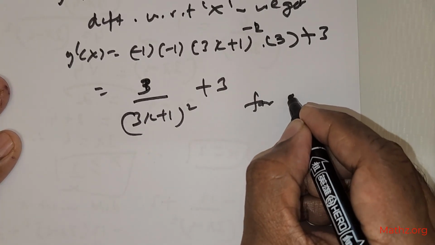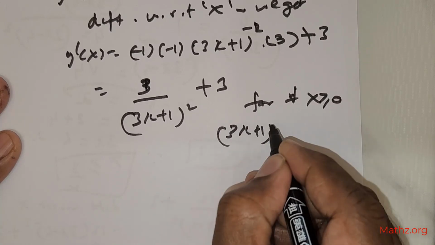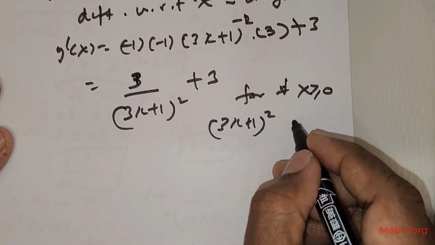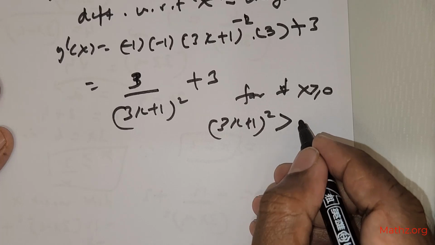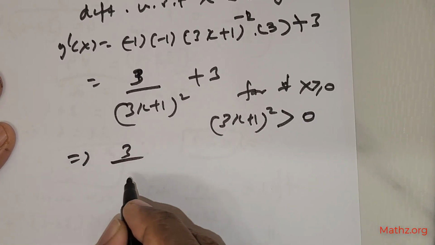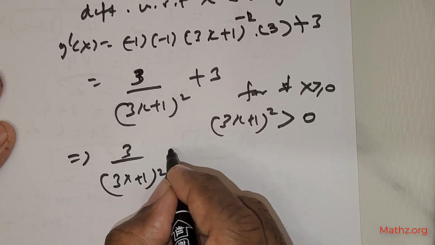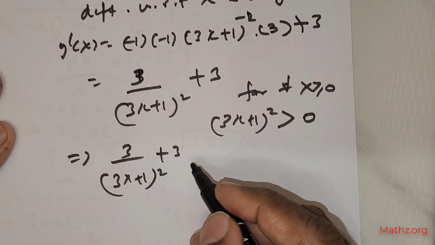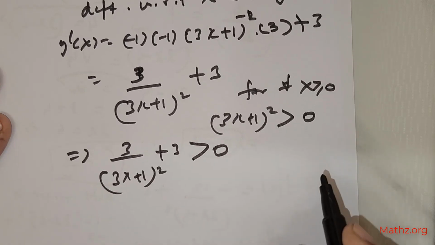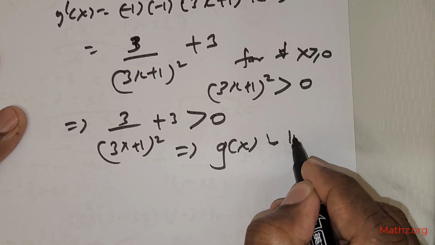Now for every x greater than or equal to 0, (3x plus 1) whole squared will always be positive. Right? So this in turn means 3 over (3x plus 1) whole squared plus 3 will always be greater than 0. So this means g of x is increasing.